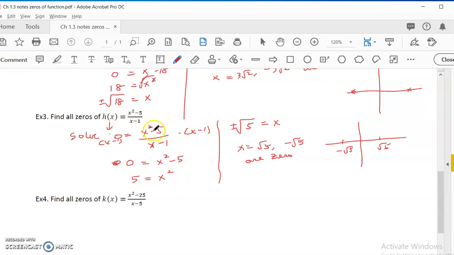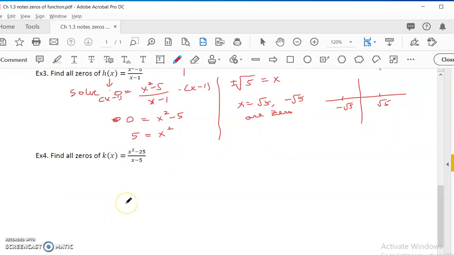The reason is I can see that these are not factorable. There's no common factor between the two. But if I do this one, example 4, where on the top I have x squared minus 25 and the bottom I have x minus 5, you have to be careful, because if I factor the top, I have x plus 5 and x minus 5, right? And then the bottom is x minus 5.